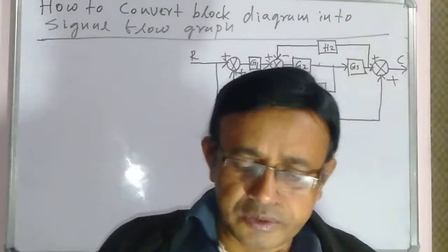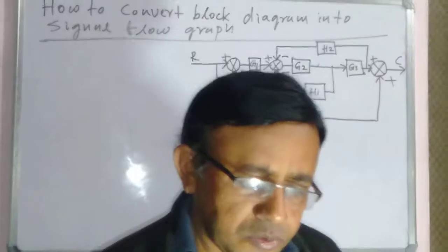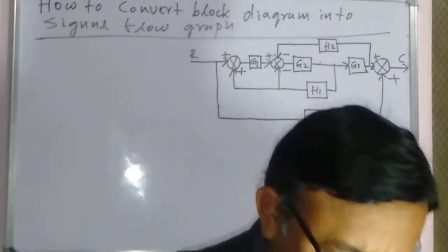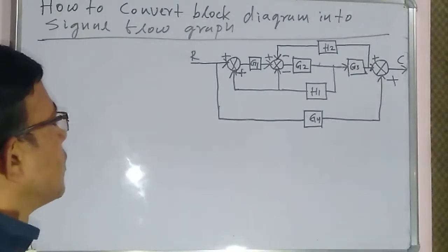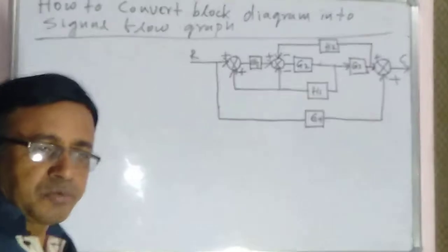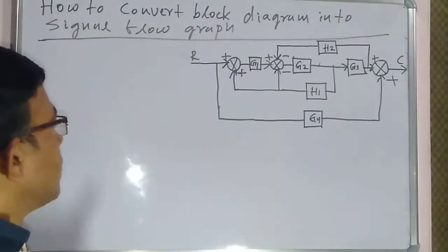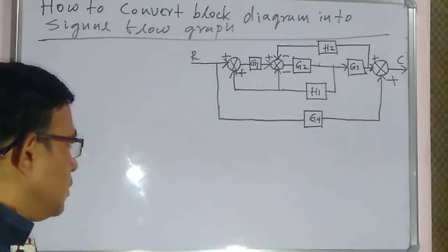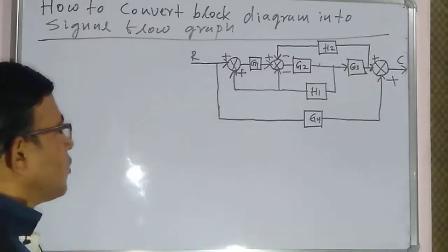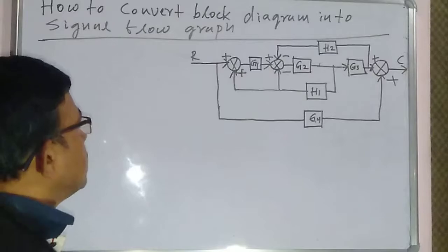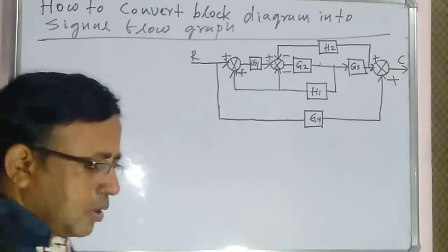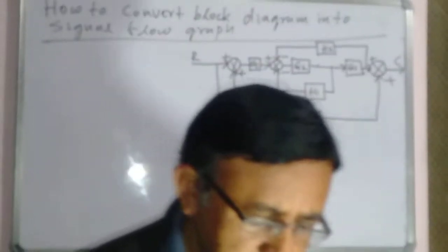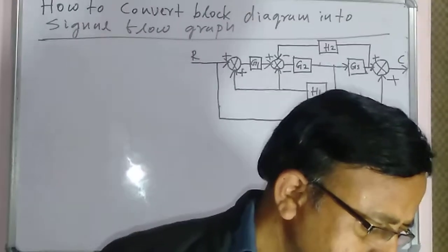My dear students, in today's video, I will teach you how to convert a block diagram to a signal flow graph. It means if there is some complicated block diagram problem, then we can solve it easily by converting it to a signal flow graph. To convert to a signal flow graph, we have to follow some steps so that we can easily convert the block diagram to a signal flow graph. Then we can find the transfer function of the system.